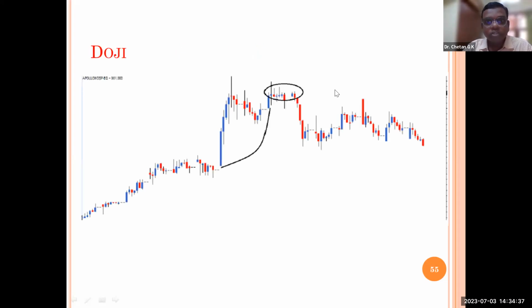So we have discussed doji. So doji means what? The close price and the open price are going to be the same. It has got a lower wick as well as an upper wick. Okay, it is something like a cross mark. So that is what this doji is all about. We already discussed it. So we know the market is in indecision whenever the doji appears.